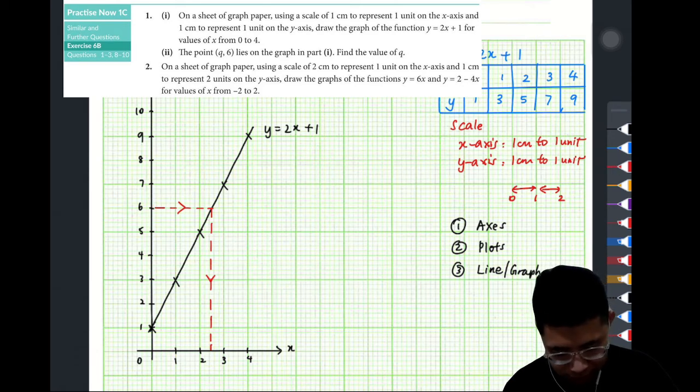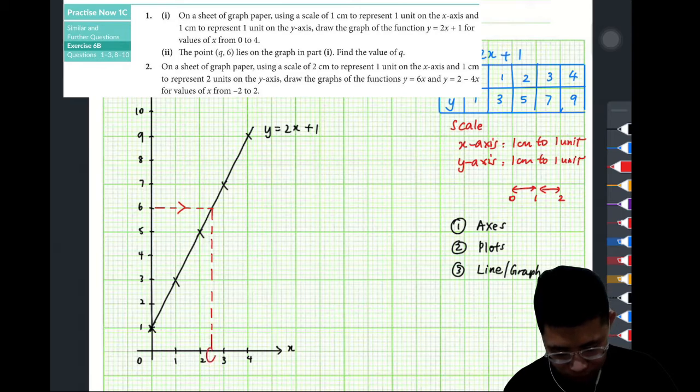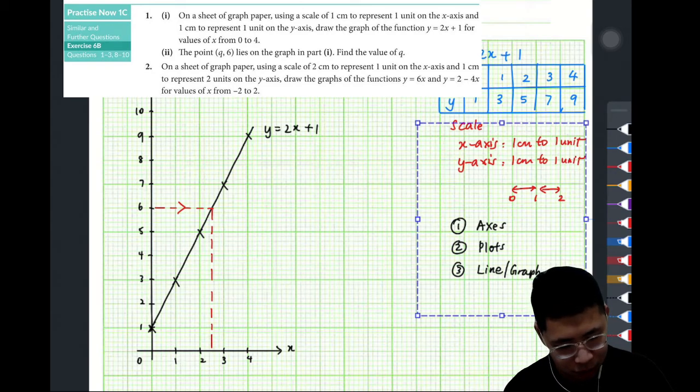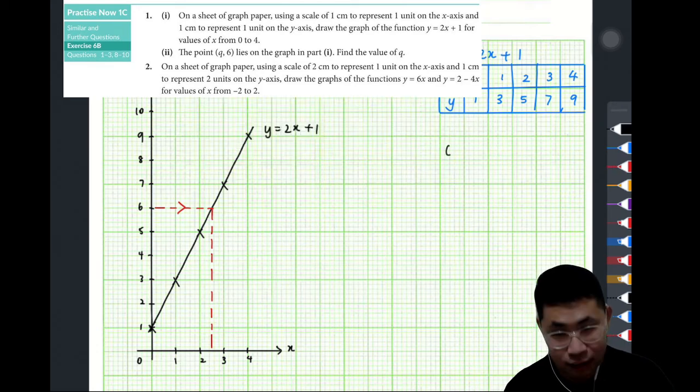I realize that the way I draw this is a bit off. So let me retry this. 1 2 3 4. This is slightly better. So this one is 2.5. So for answering the question, normally we will just put this here and answer at the side, or usually in official papers you just need to look for the space to answer. So Q is equal to 2.5.